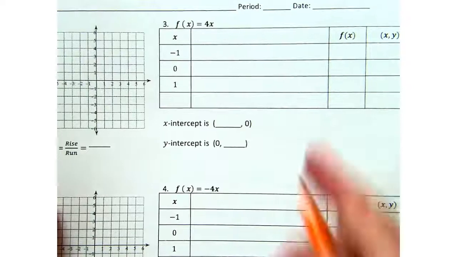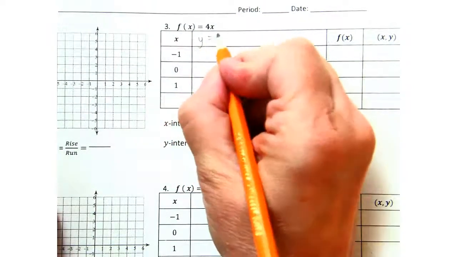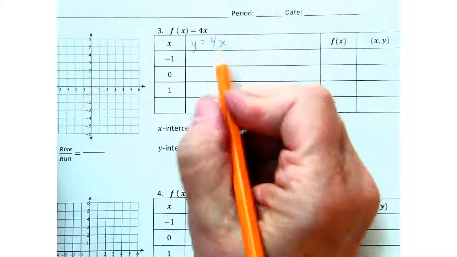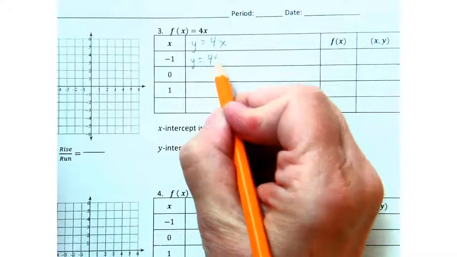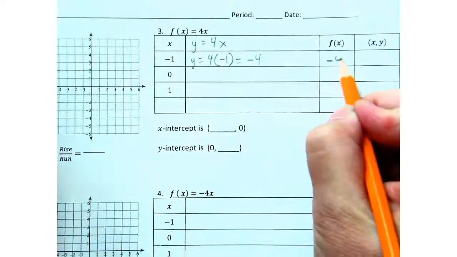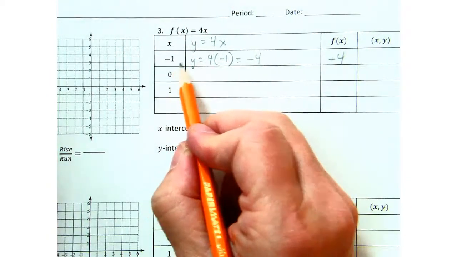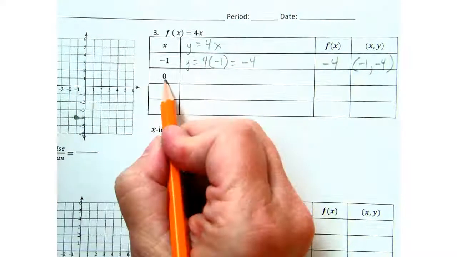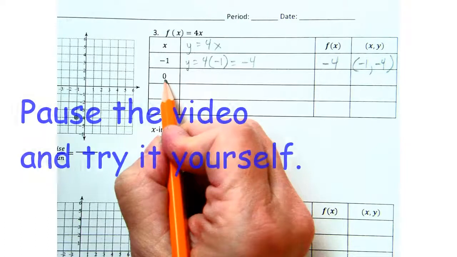Example 3. Y equals 4x. Replace x with -1 for y equals 4 times -1, or y equals -4. Our first point then is (-1, -4). Graph this point. Pause the video and finish this example yourself.